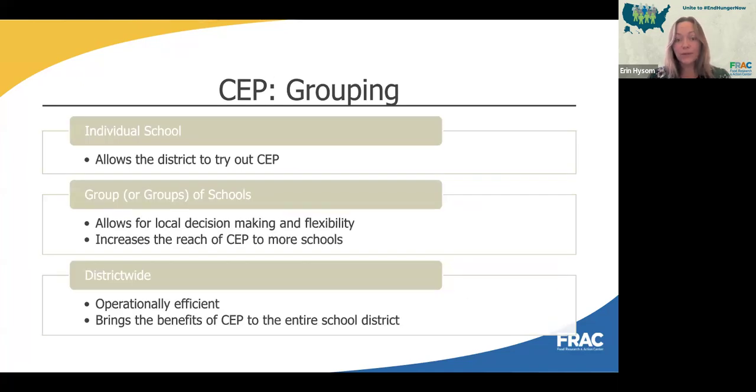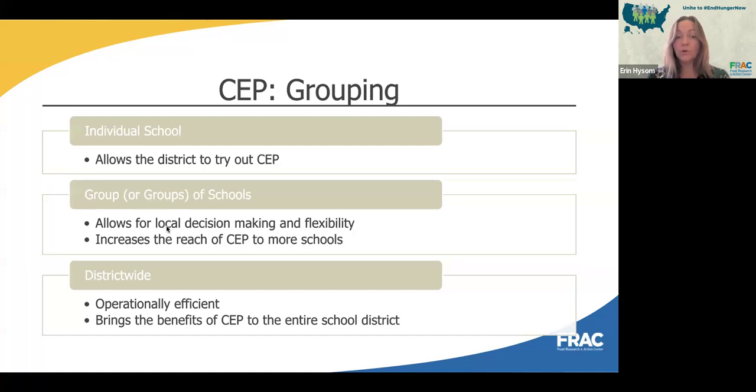What is the power of grouping? Grouping is really about local control and local decision-making. If a district decides that they want to participate as an individual school, they might want one school in their district to participate. It's really a way to try out or pilot community eligibility to see if it works for their district and their community and their school nutrition finances.